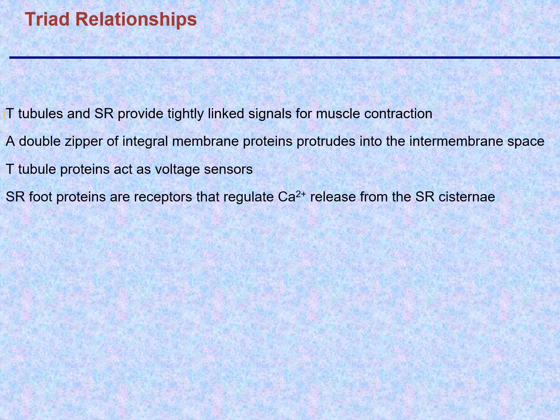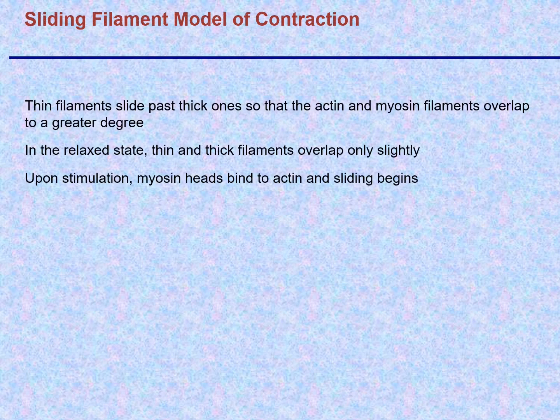So you have these T-tubules and the sarcoplasmic reticulum forming this system for linking the signal for muscle contraction, which originates with a motor neuron, and coming down from the surface of the skeletal muscle fiber, and triggering the sarcoplasmic reticulum to release calcium from the terminal cisternae.